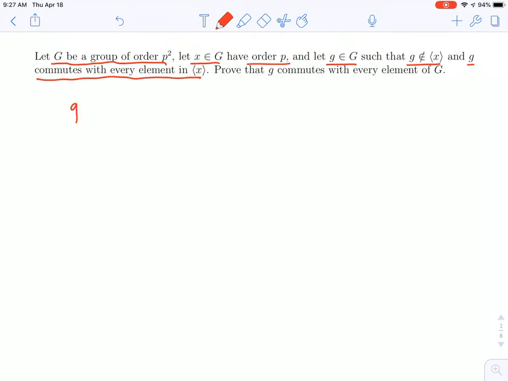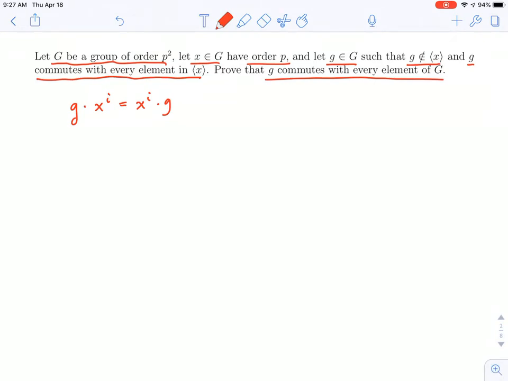So that means that if I have some x to the i times g, it's the same thing as if I write it in the other order. I have some g times x to the i. Okay, now what we want to prove is that g, well, we already know it commutes with every power of x, but we actually want it to commute with every element in the group.